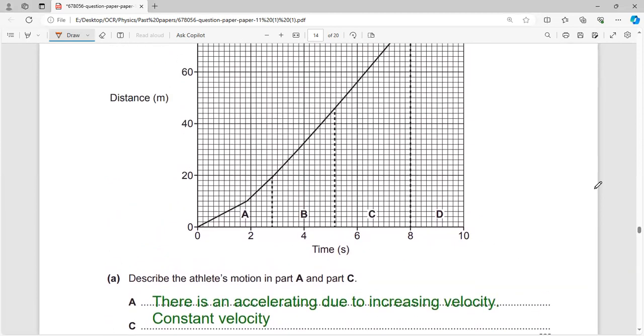So we're going to proceed to the first question here. Describe the athlete's motion in part A and in part C. In part A, you can see there is an increase. You can see this line is further, the gradient is changing. So this means there's an acceleration due to increase of velocity. So from A to B there is an acceleration, or speed is increasing. And in the C point, you can see the distance is being moved in equal intervals of time. So we can say there's a constant velocity at C.